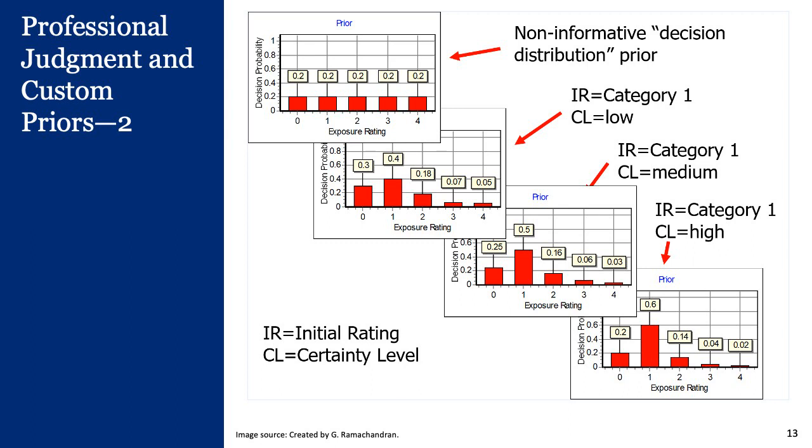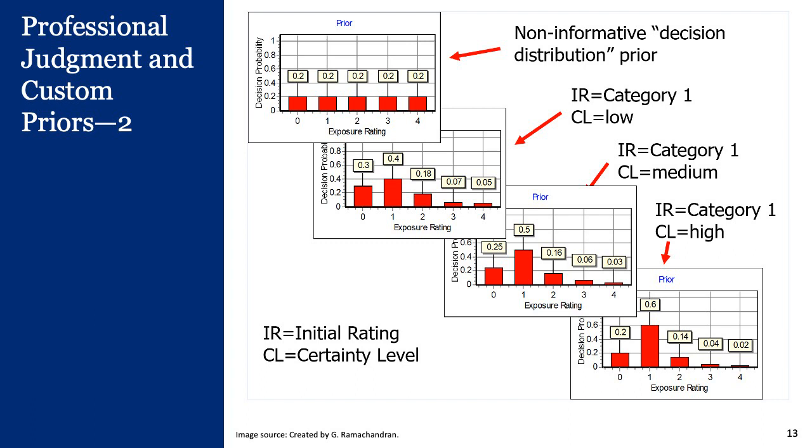And so if you want a non-informative prior, that's of course a uniform or flat prior, as they're sometimes called. So 20% in each of the 5 categories. But let's say your initial rating is a category 1, but your certainty level is low, meaning you're not that sure that it is in fact a category 1. Then you can see that the second chart from the top corresponds to a category 1, certainty level low. And then you have the next chart, category 1, certainty level medium, and then certainty level high at the bottom.